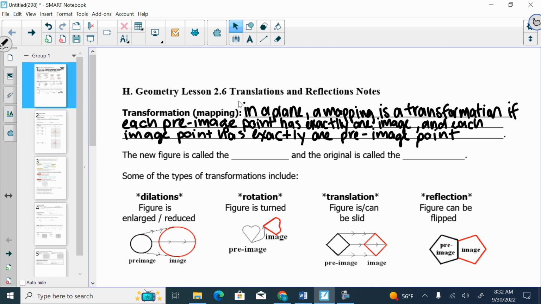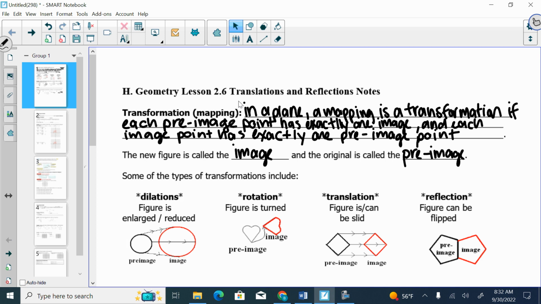Okay, so that means that your new figure, the one that's recreated after you make the transformation, is going to be referred to as the image, while whatever you had originally is going to be referred to as the pre-image. So if they have already drawn both for you on the graph, you have to know what pre-image and image mean because that's how they're going to refer to them. So the pre-image would be the original, image is the new, what happened after they moved it.